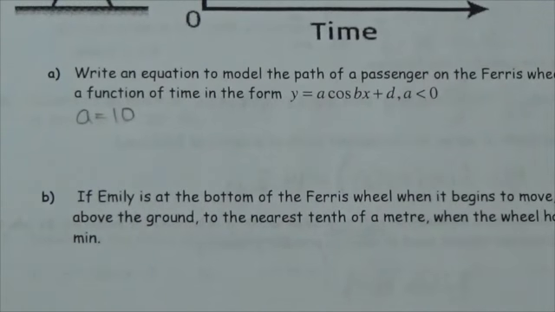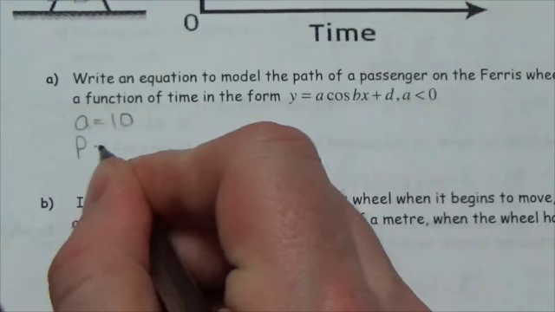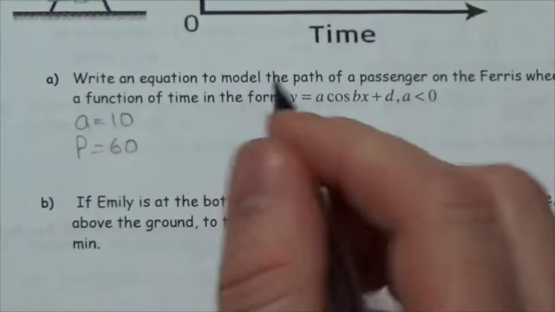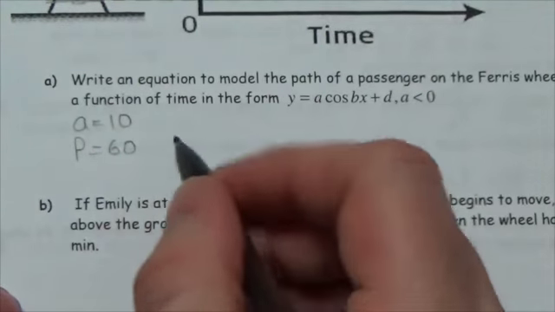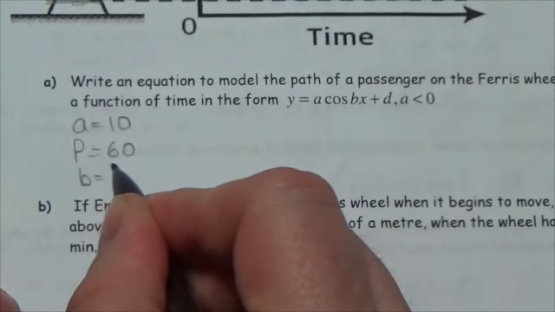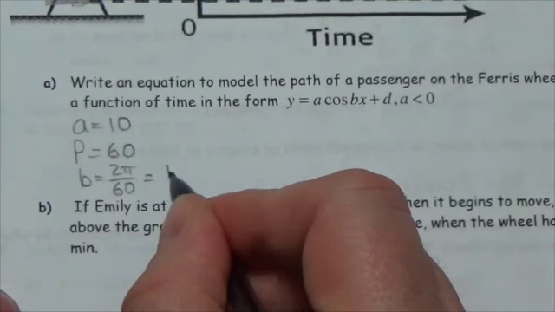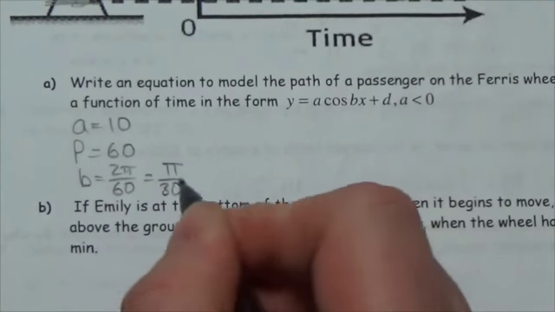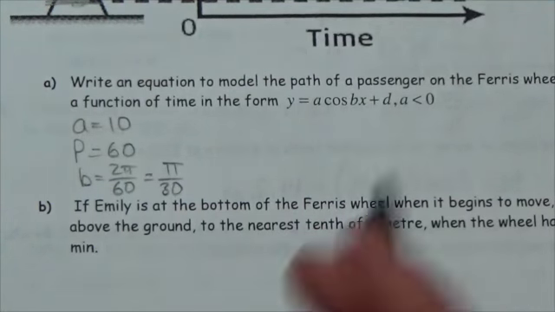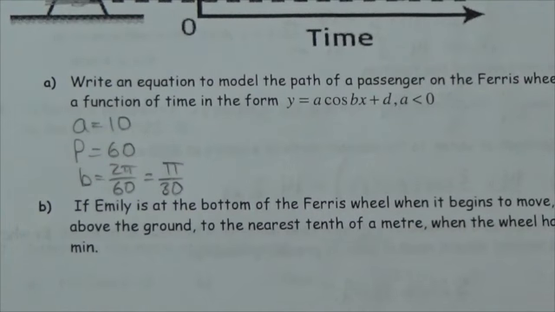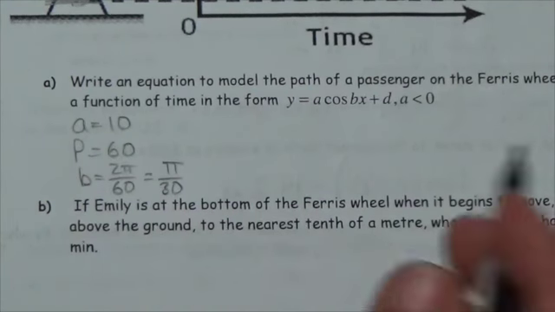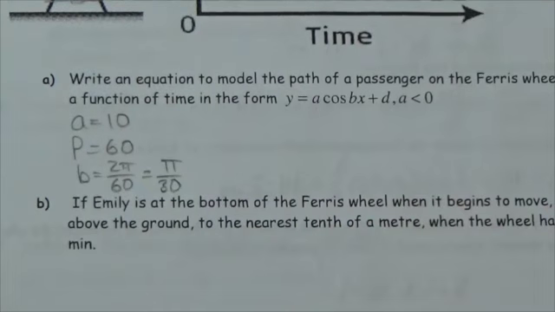Okay, it rotates once every 60 seconds. Well, that's perfect. I love that. That's exactly what a period is. So our period here is going to be 60 seconds. Now, we still have to figure out what our B value is. B is going to be 2 pi divided by the period, which in this case is 60, and so this is going to end up being pi over 30. That's our B value. That just kind of popped right out of that question. The only thing that we have to figure out now is what the D value is.